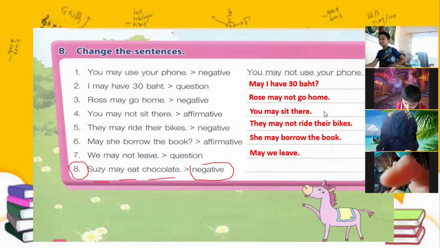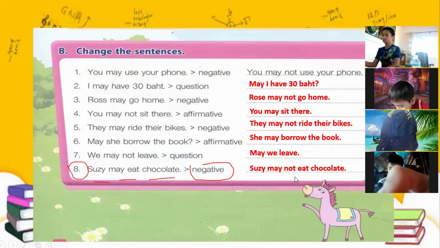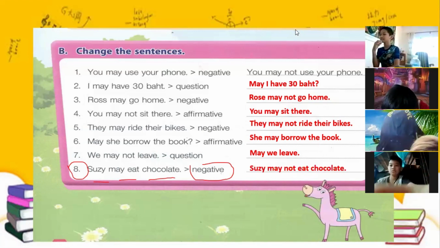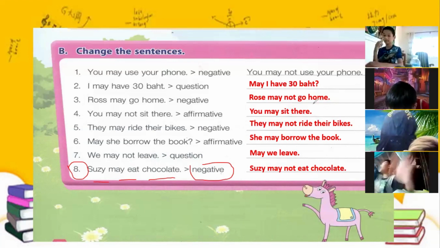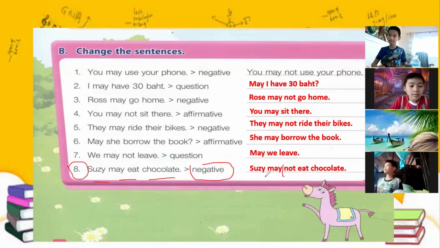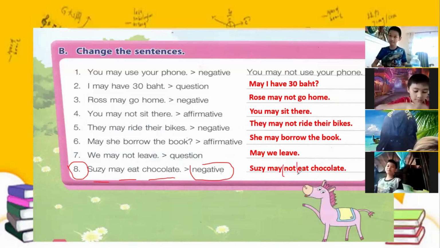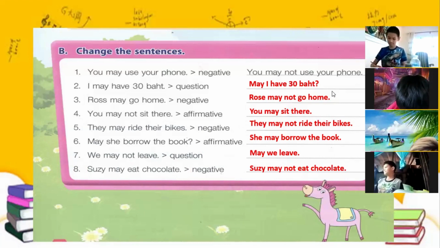Susie may not eat chocolate. Very good. So what we do here, we just add "not". Okay, Susie may not eat chocolate. Very good.